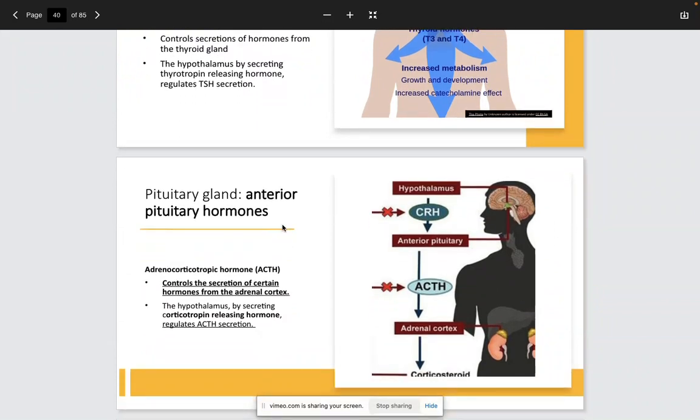ACTH, or adrenocorticotropic hormone, is going to be responsible for the secretion of hormones from the adrenal cortex. The biggest one that I want you guys to know is going to be cortisol, right? Cortisol is produced from the adrenal glands. Cortisol is going to be the fight or flight hormone. It's going to be responsible for increasing stress. It's going to be responsible for breaking down different things, whether it be fat or protein, and producing sugar within the body.